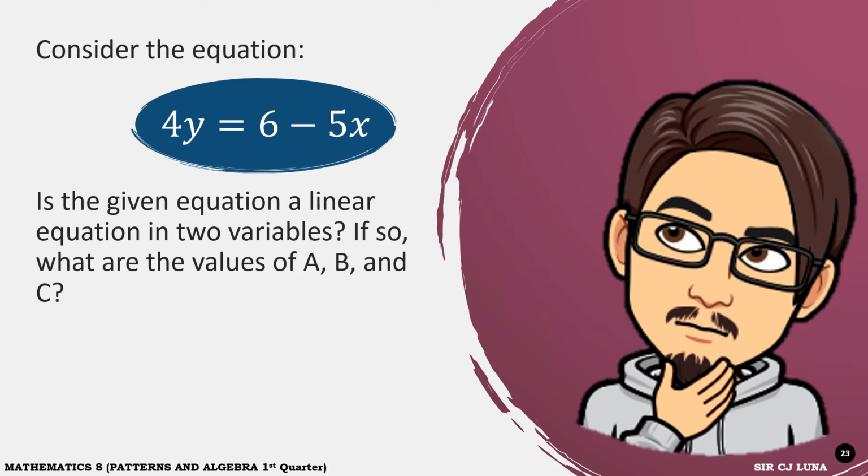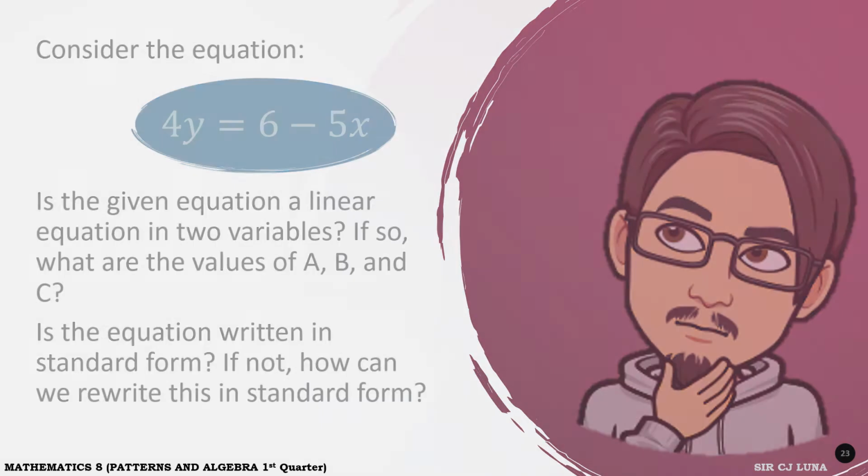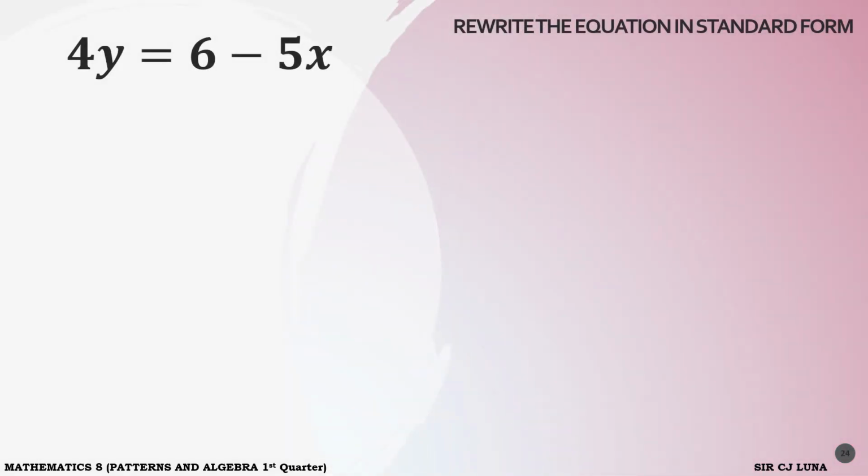Is the given equation a linear equation in two variables? If so, what are the values of a, b, and c? Is the equation written in standard form? If not, how can we rewrite this in standard form? I'll teach you now how to rewrite the equation in standard form.